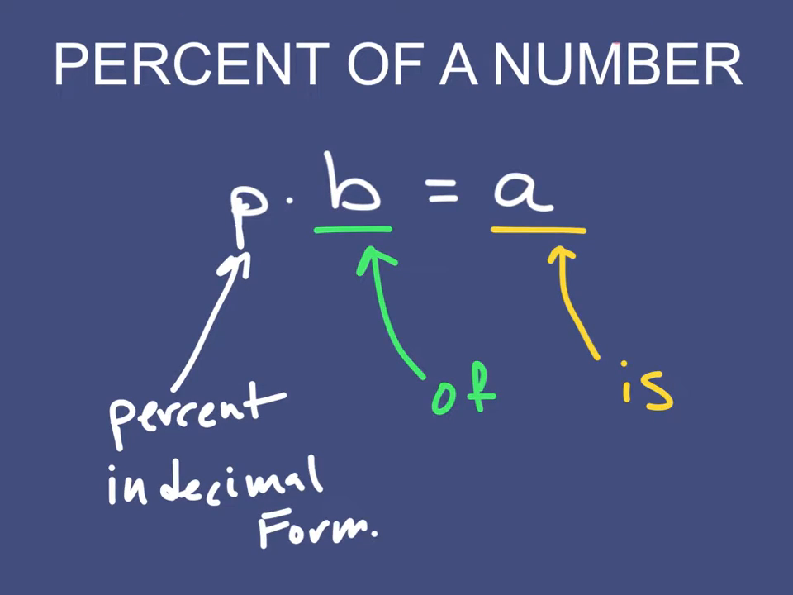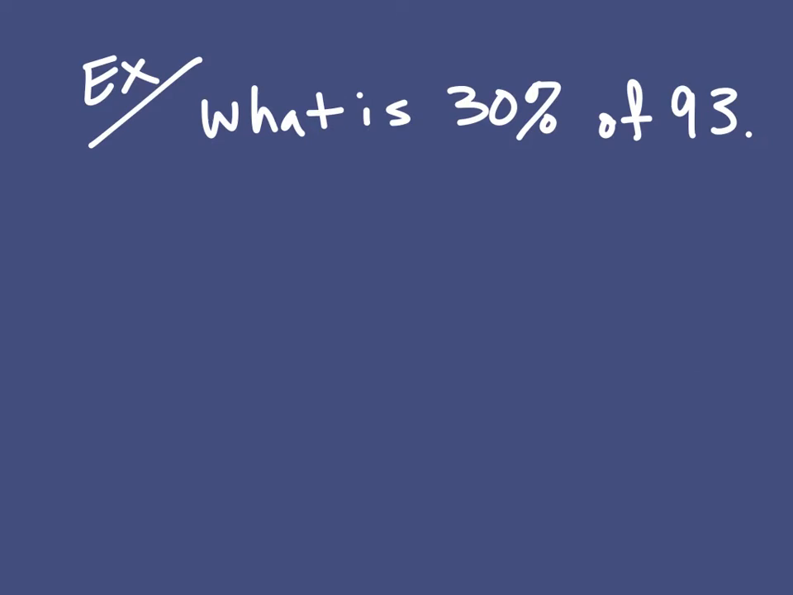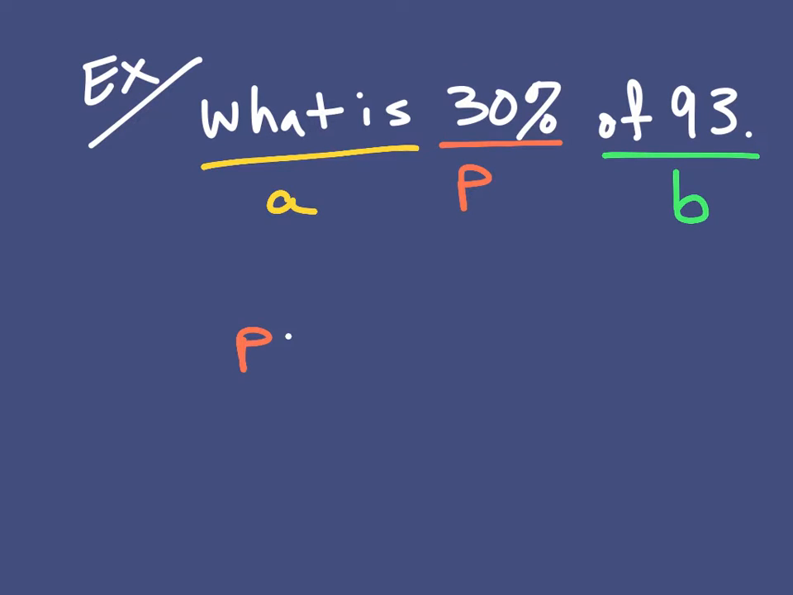I'm going to give you a couple of different examples and show you how we use this formula, using these words to help us answer questions about percents of numbers. On our first example, we're asking the question, what is 30% of 93? Now, we know our percent, so we know our P. The B value, the of 93, that's our B, and we're asking what is, so that's our A. In this example, I want to write out my formula, P times B is equal to A.